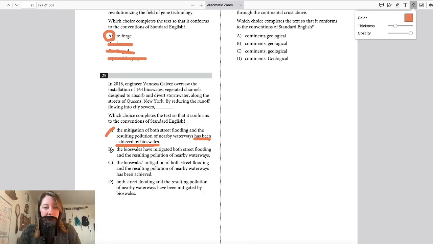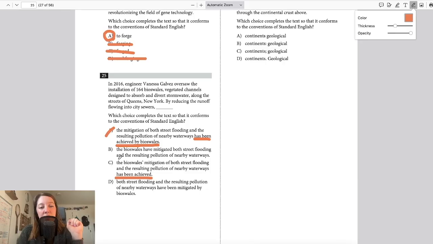So I like B and C because I'm already seeing bioswales at the beginning. So let's just see what's going on. So with B, it says the bioswales have mitigated both street flooding and the resulting pollution of nearby waterways. Okay, let's hold on to that. C says the bioswale's mitigation of both street flooding and the resulting pollution of nearby waterways has been achieved. So this is tricky because this is still passive voice, has been achieved, right?